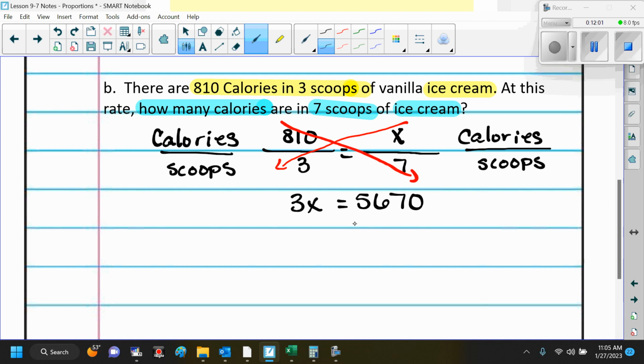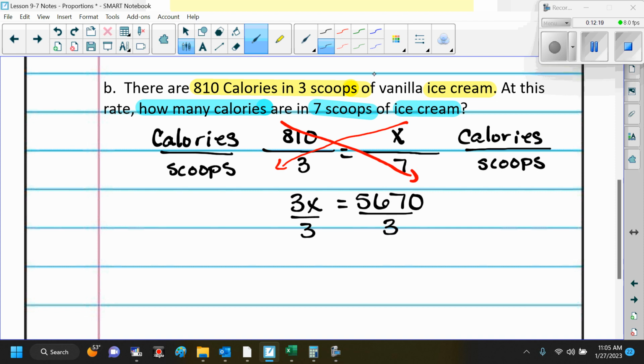5,670. Now, so this is a multiplication equation, okay? So to solve it, we're going to divide. What are we going to divide by? 3. Very good. So we're going to divide by 3 on both sides.